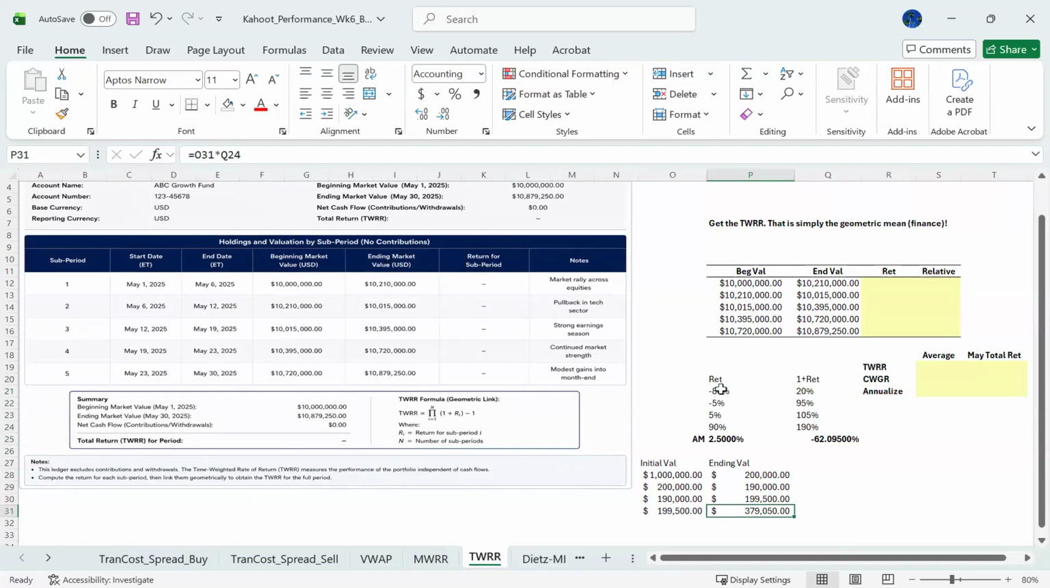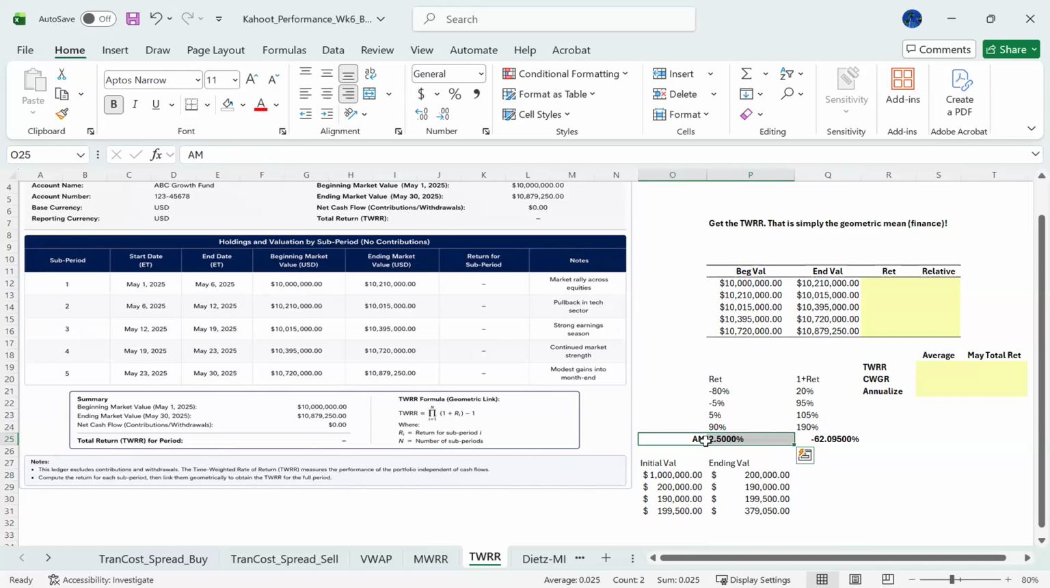You have lost 62.09%, which is what the geometric mean is giving you, and in this case, the arithmetic mean is quite misleading.